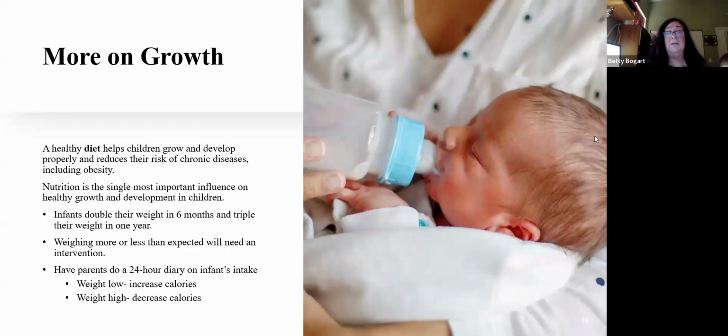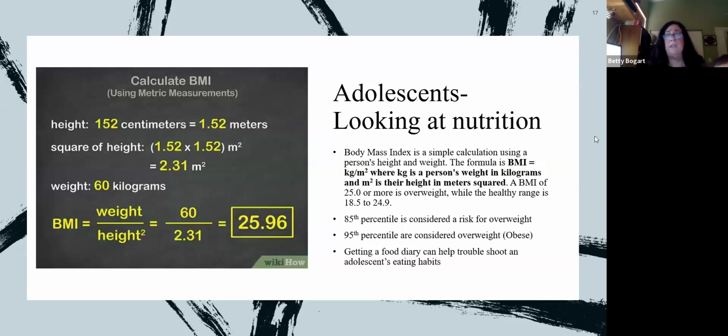So growth at any age: nutrition, nutrition, nutrition. Remember, they double their weight at 6 months, they triple it at 1 year. If there's any deviation with that, too high, too low, what do we do first? Find out what they've been eating. We do that 24-hour diary. If the weight's too low, we increase calories. If it's too much, we decrease calories. And it works just like that.